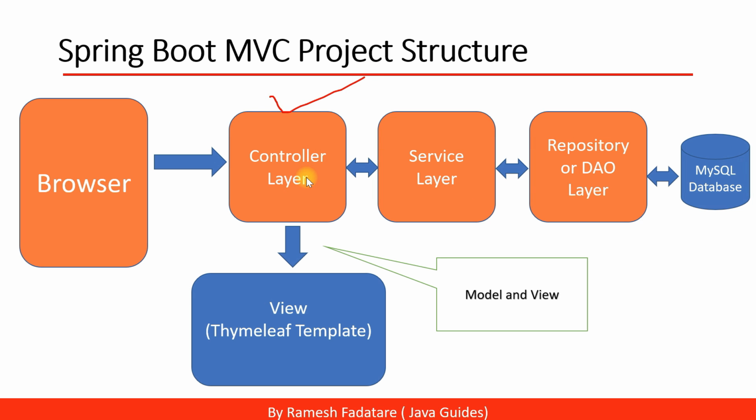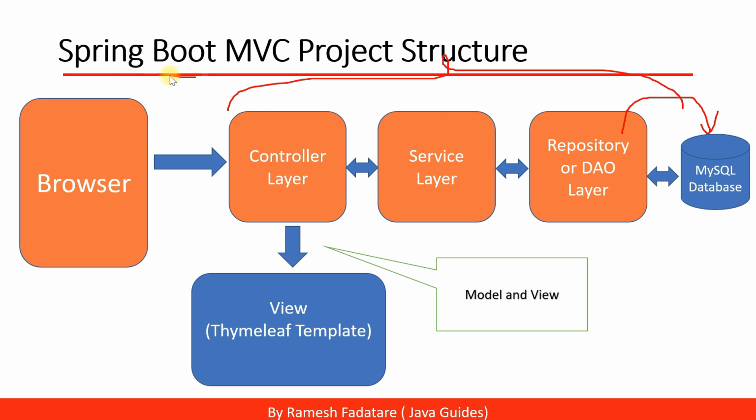Basically, the controller layer holds all the Spring MVC controllers, and the service layer holds all the service classes. It has the business logic, and the repository or DAO layer holds all the persistence or database related logic, and the repository DAO layer is responsible to talk with the MySQL database. So this is the 3-layer architecture.